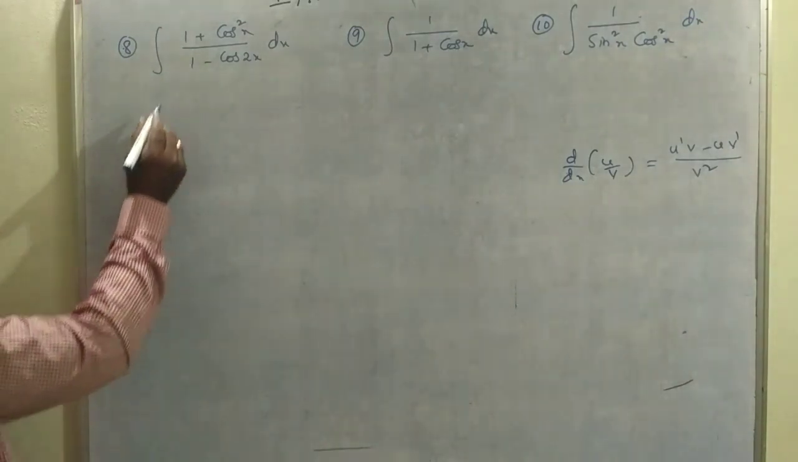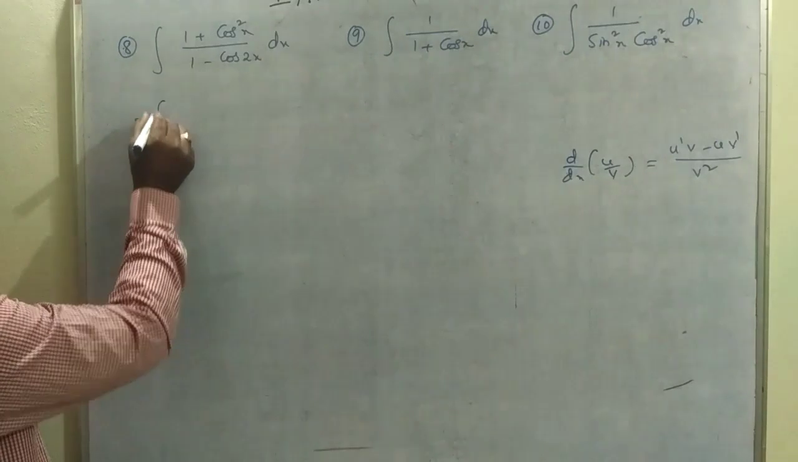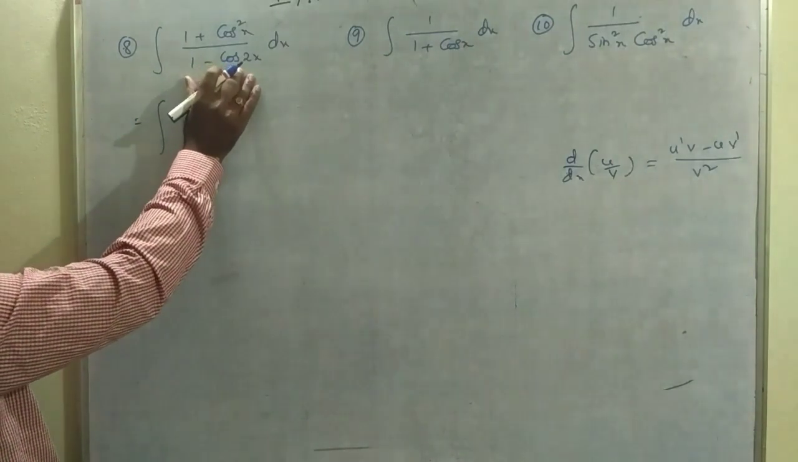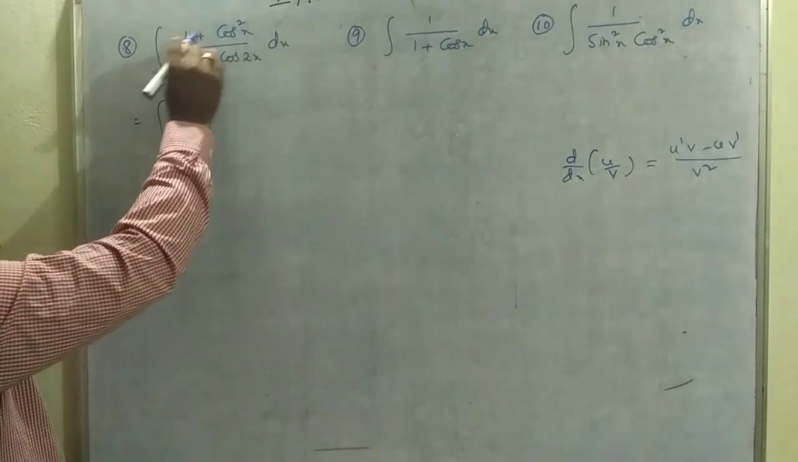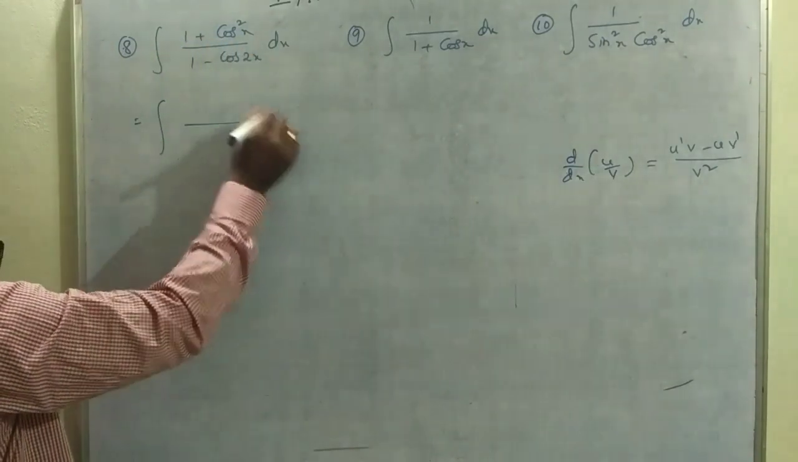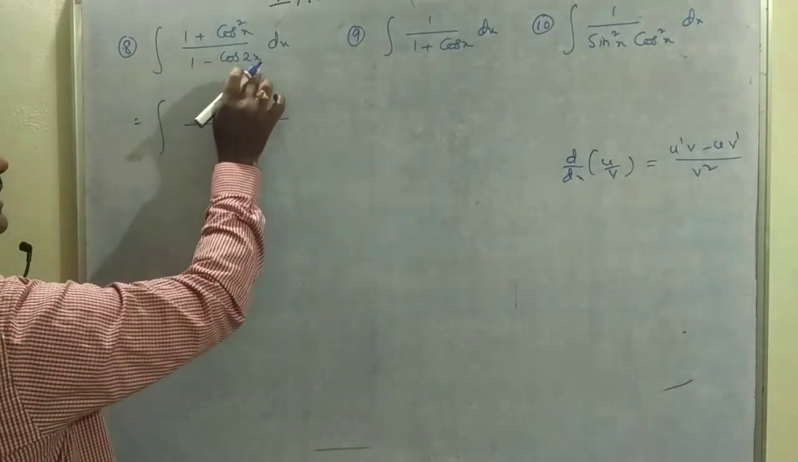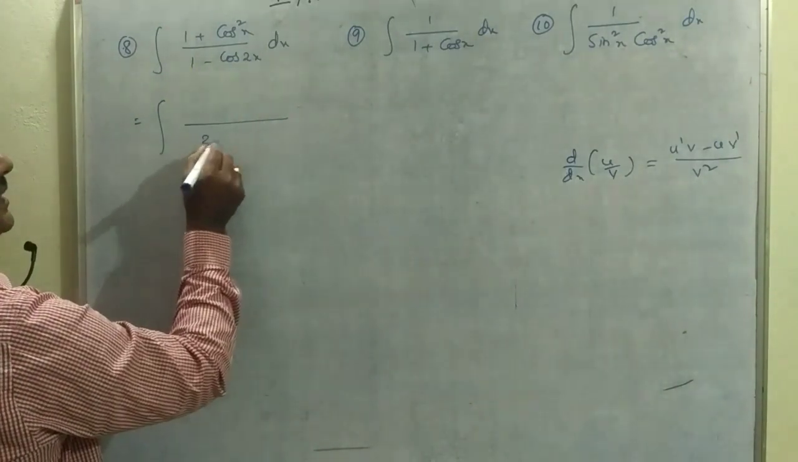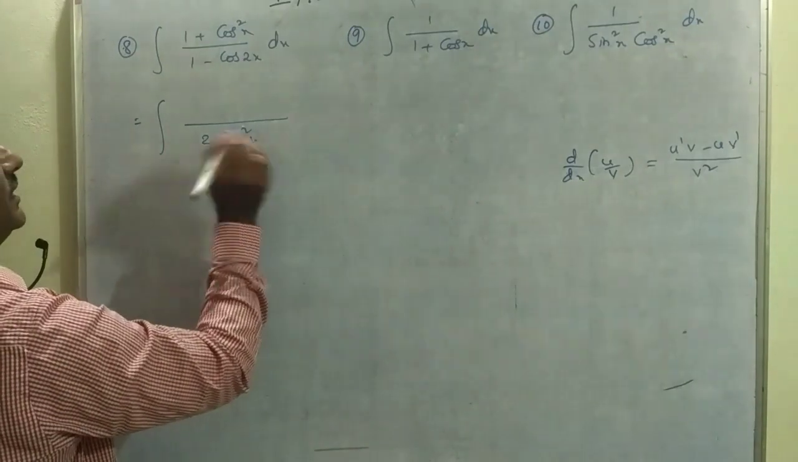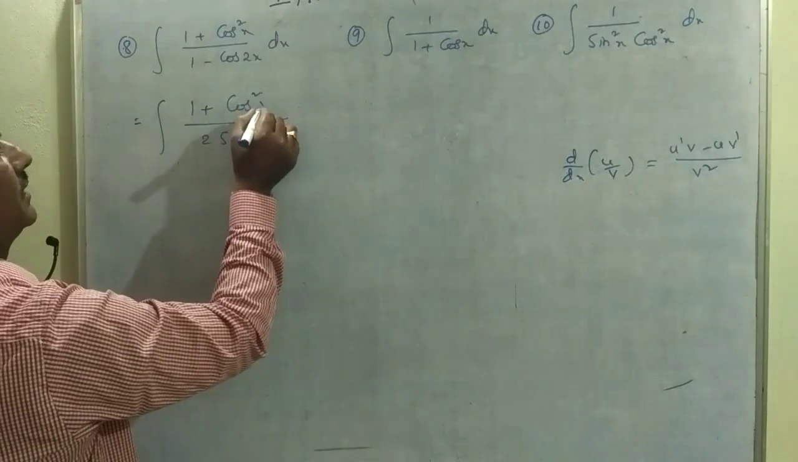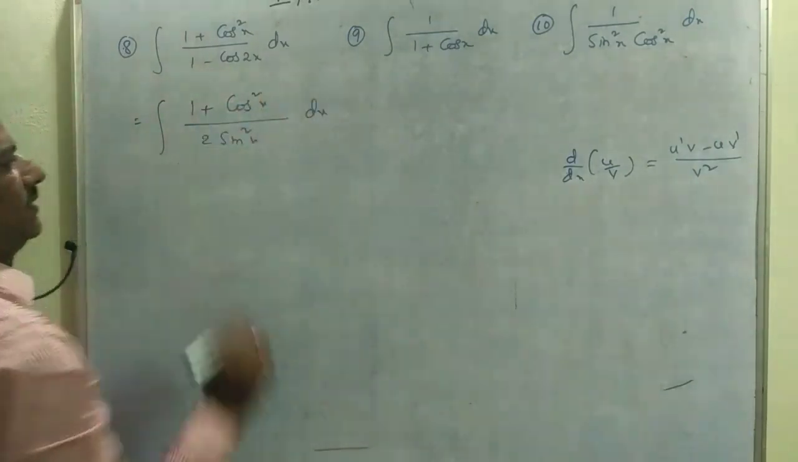Now let us split this into separate functions. Separate functions means converting this into a single-term form. We get 1 minus cos 2x as 2 sine square of x, and in the numerator we get cos square of x as it is.